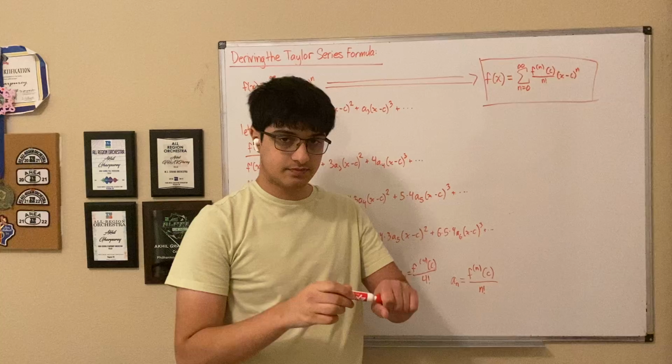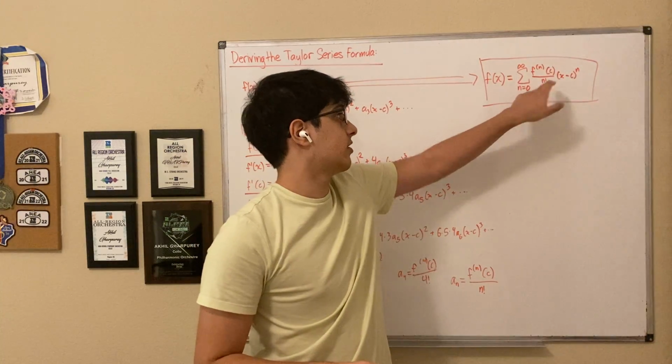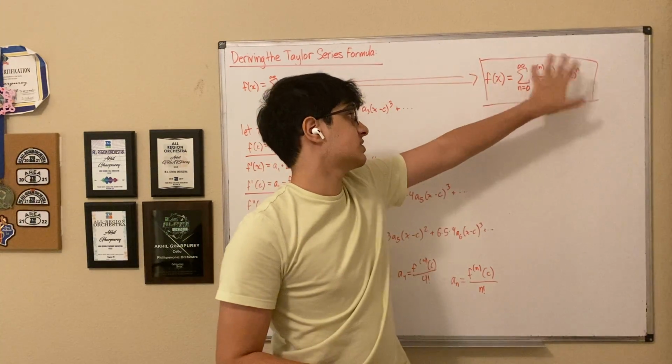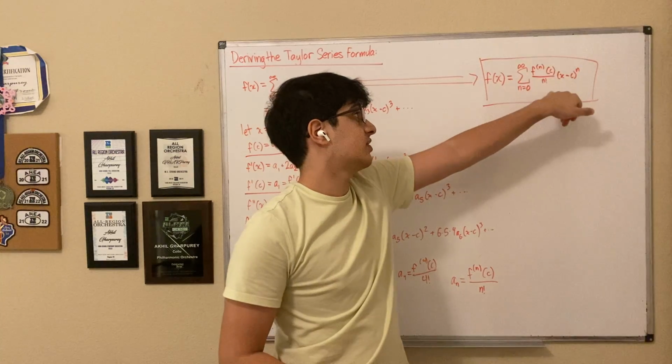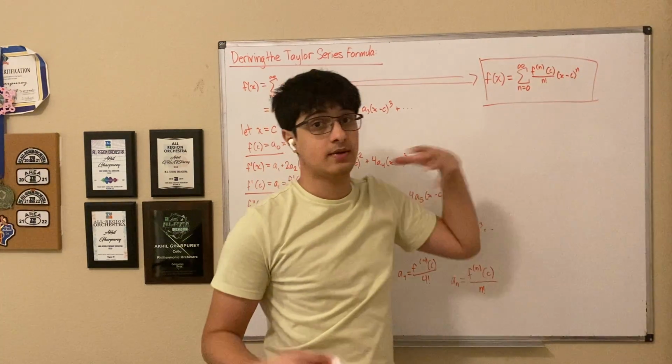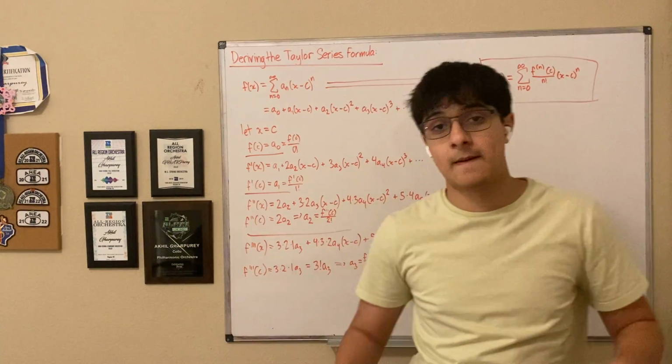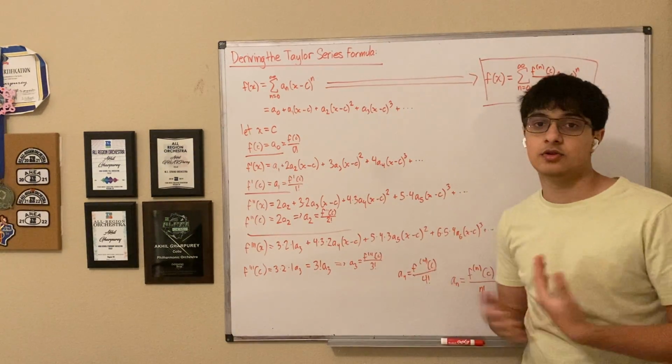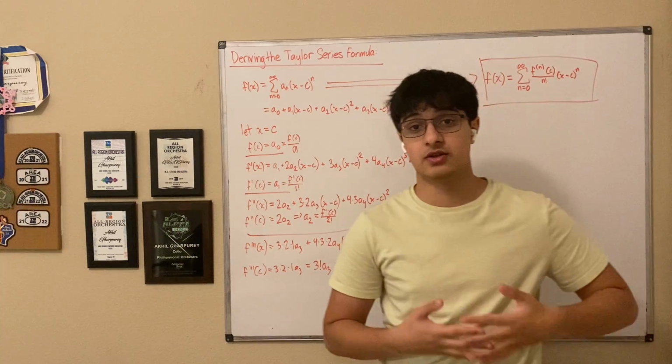And that's it. This Taylor series formula right here, this summation, you figure out what all these nth derivative patterns are, and this pretty much is the universal formula for modeling literally any function. But yeah, that concludes this video on deriving the Taylor series formula.